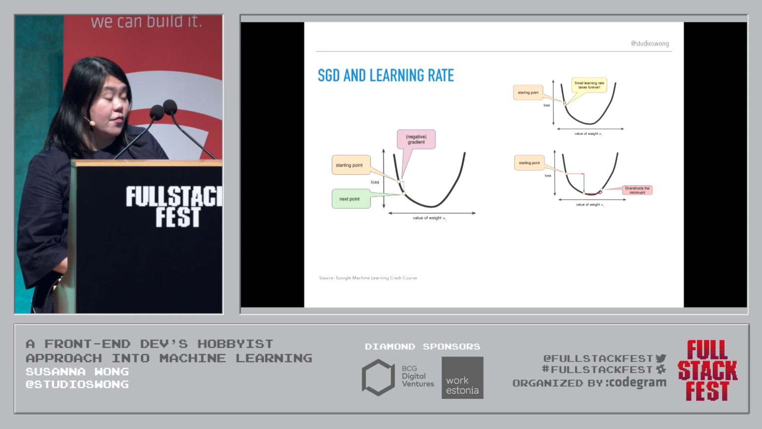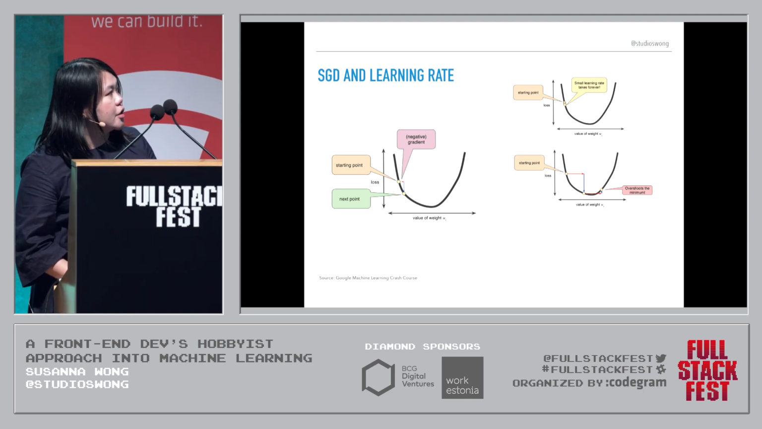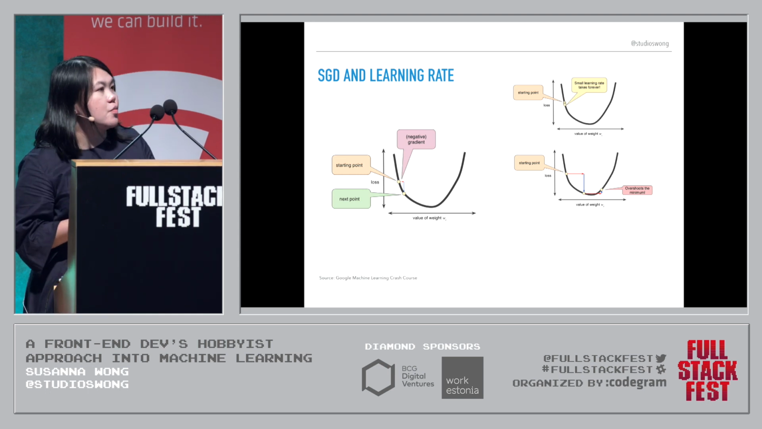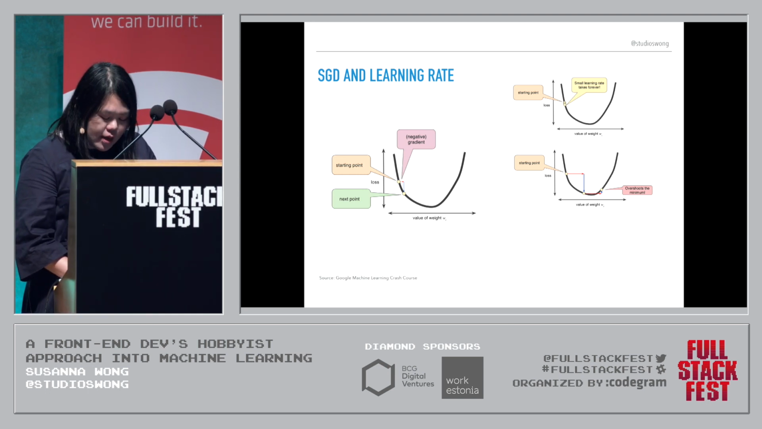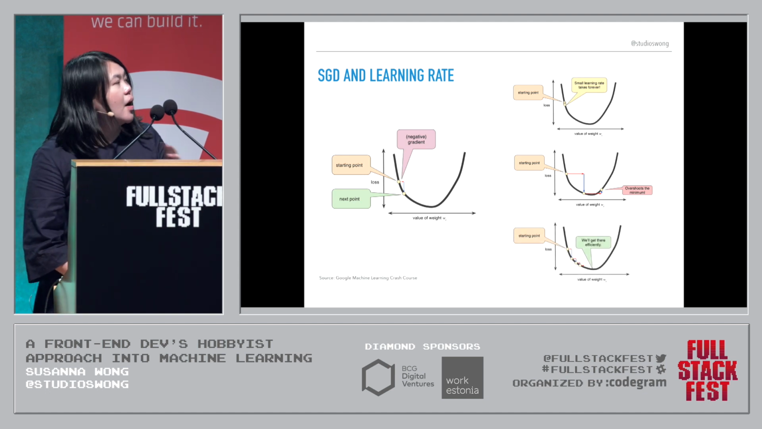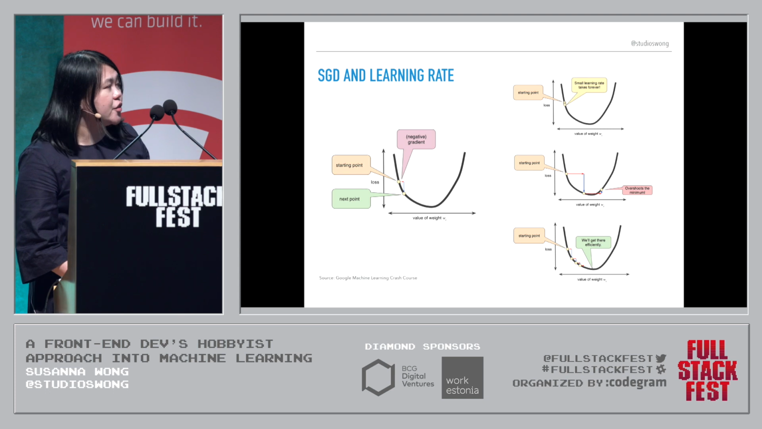Versus if you set a learning rate that is too high, then it will overshoot the minimum point, meaning it will never reach the optimal state. So determining the learning rate is actually a very important part of machine learning.